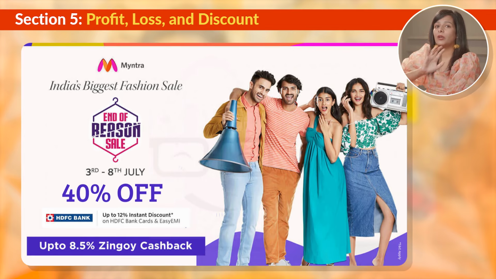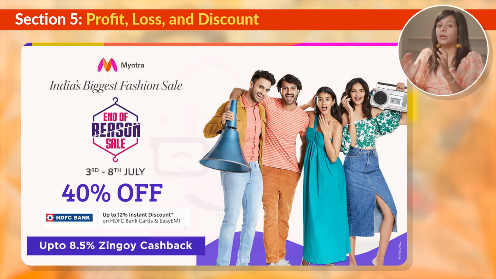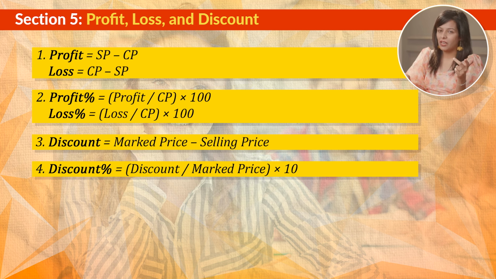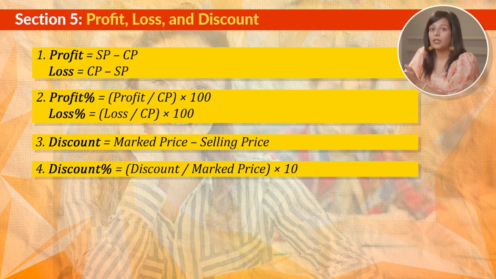Now let's talk discounts. You see 40% off on Myntra. But what does it mean mathematically? Discount equals marked price minus selling price. To calculate discount percent, divide the discount by marked price and multiply by 100.